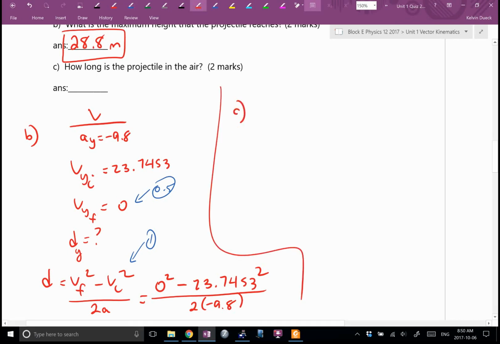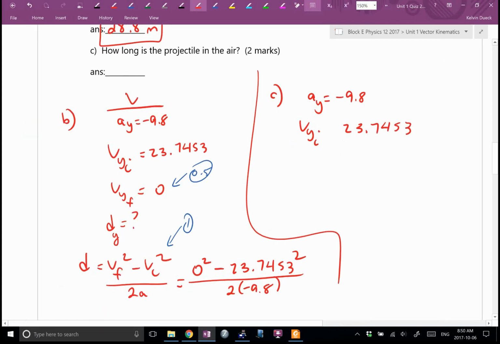C. Two ways to do part C. What's the first way to do part C, Kiana? Take your answer from part B and do, or sorry, we don't have a time value for part B yet, do we? We just want the total time. I'm going to do it in one fell swoop. I'm going to say to myself, self, AY is negative 9.8. VY initial is 23.7453. You might be saying, Mr. Dewick, I let VY final be 0, and then I doubled it. To you, I would say, I can get there in one step because I know VY final.